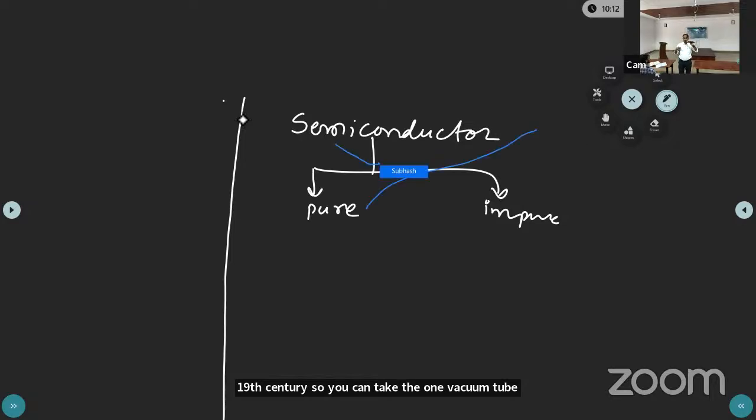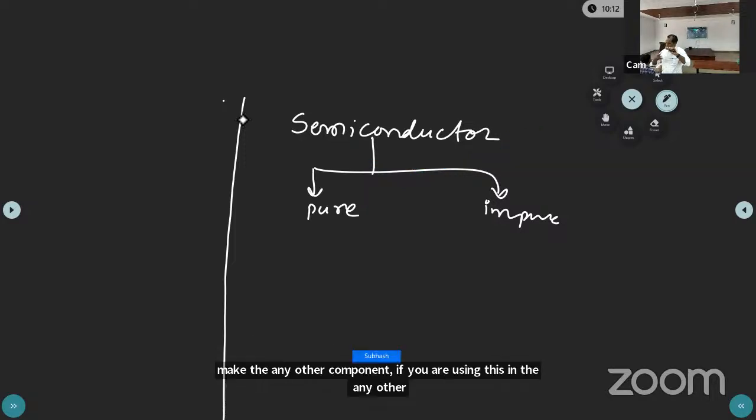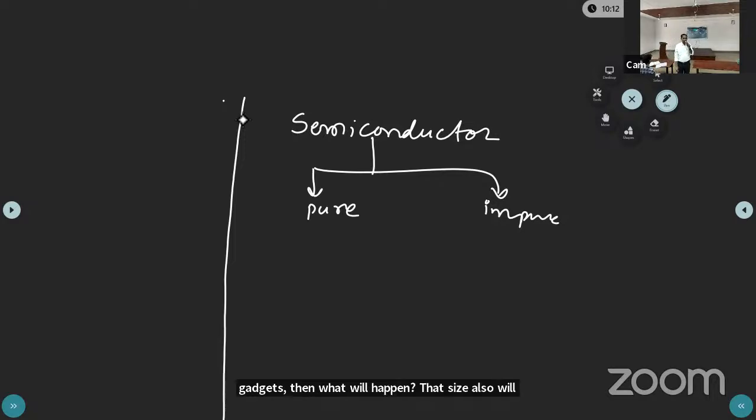So if you are making more devices, or any other component, or using this in any other gadgets, then what will happen? The size will also increase. So the first electronic device was introduced in 1904. That is a vacuum tube. The vacuum tube was introduced in 1904 by John Fleming. The scientist John Fleming invented the vacuum tube.